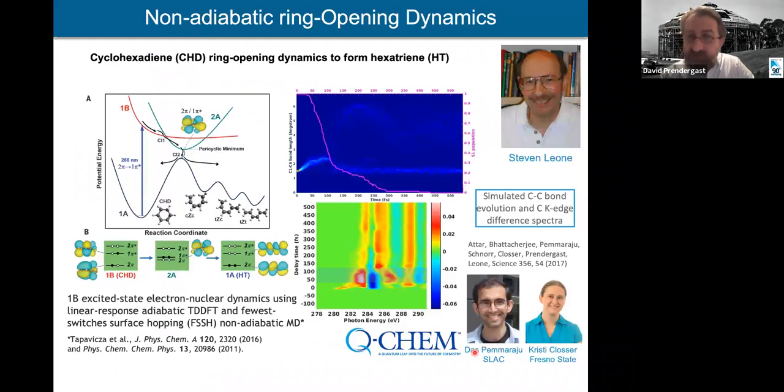This is just an example of something we were able to accomplish using time-dependent density functional theory in collaboration with Professor Steve Leone, who's at the UC Berkeley campus. And it was looking at a small molecule, cyclohexadiene, which exhibits what's called ring opening dynamics when you shine light on it at 266 nanometers. So formally, the free energy landscape looks like this. There's an excited state potential energy surface that you slide down. There's a conical intersection.